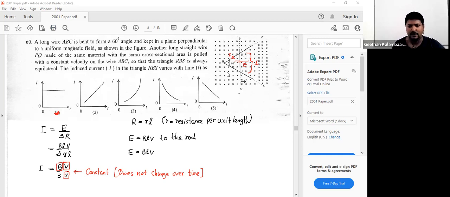So you have to prove it with facts and figures, right? So here we have proven that the current is not changing using the facts and figures.